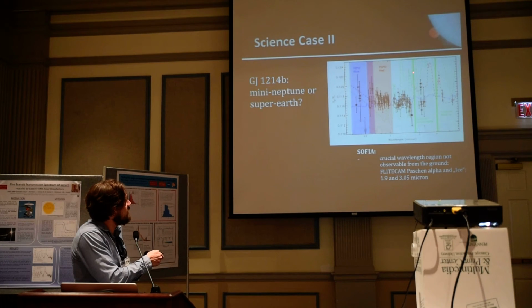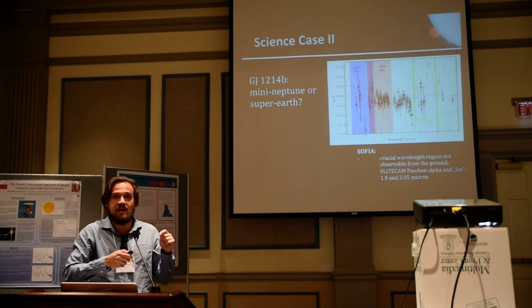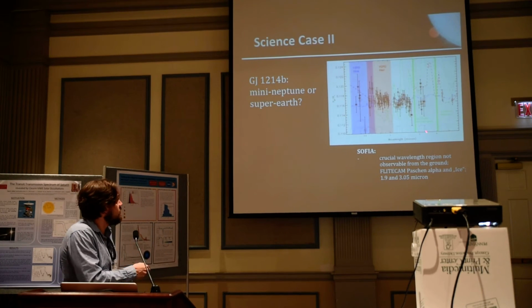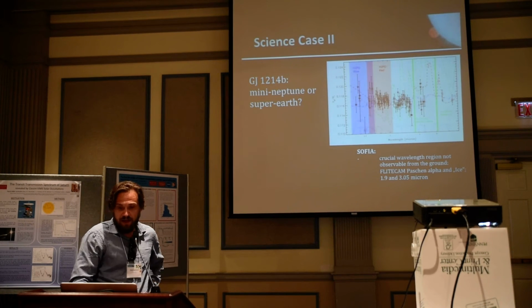So here you see the bands that we can observe with SOFIA on FLITECAM, which are exactly between H and J and K and L. So these bands that are completely opaque from the ground, we can choose really narrow filters to observe these. You can see these black other observations. We can fill the gaps between the other observations.